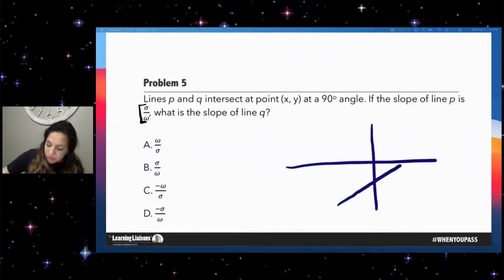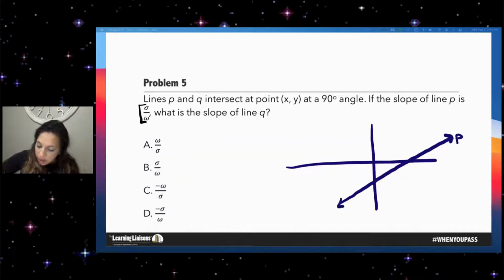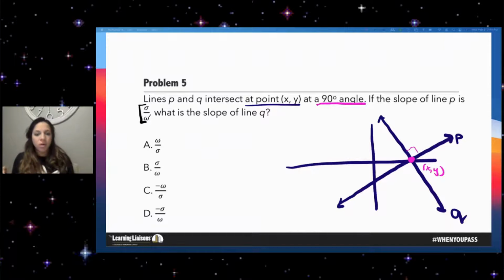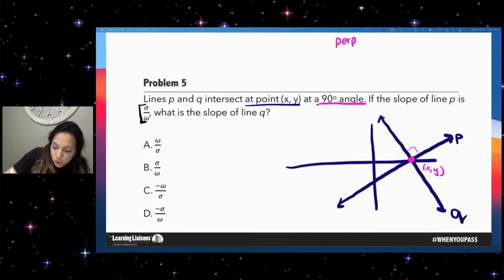and we have a line P and we have a line Q and they intersect at point XY. So we're going to call this XY at a 90-degree angle. So we know that this is a 90-degree angle. What do we know about the relationship of two lines when they intersect at a 90-degree angle? What is that called? That is called perpendicular lines.